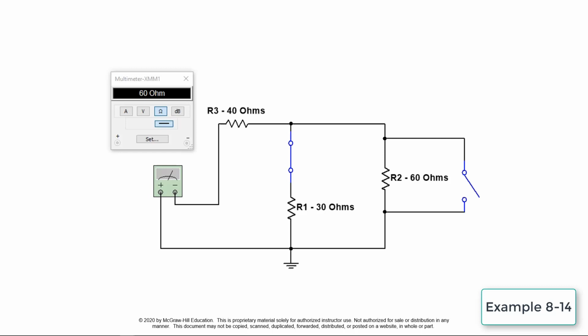When R2 is simulated faulted, shorted, both R1 and R2 are shorted out of the circuit. As a result, the circuit will consist of only R3 and a total resistance of 40 ohms.